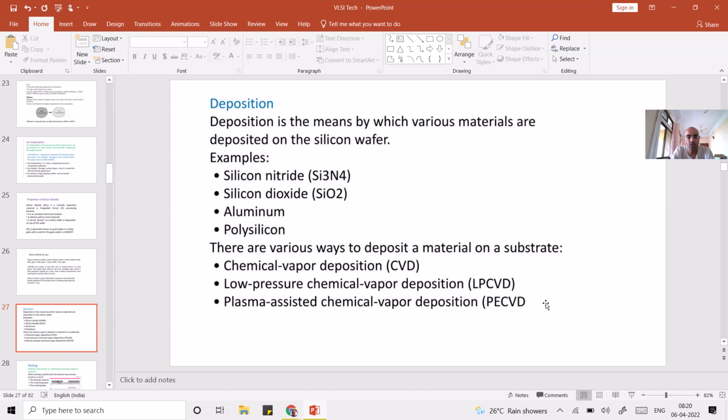So the first method is what is known as CVD, chemical vapor deposition. The name itself suggests it, most of the time the name is self-explanatory. In chemical vapor deposition, there is a chemical reaction which takes place. What we do is take some chemical and vaporize it, and the process should go at the temperature where this chemical vaporizes.